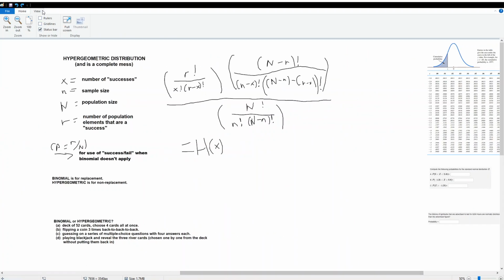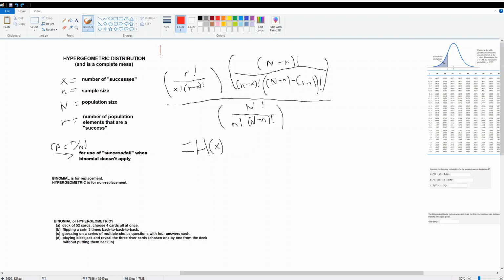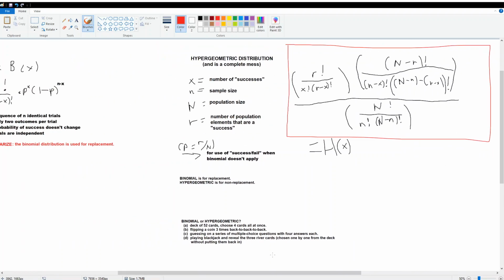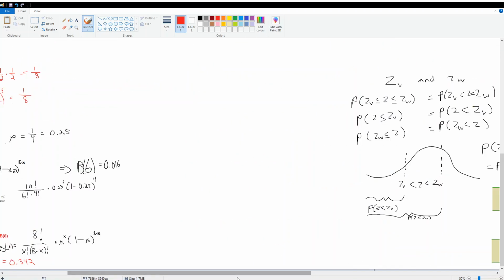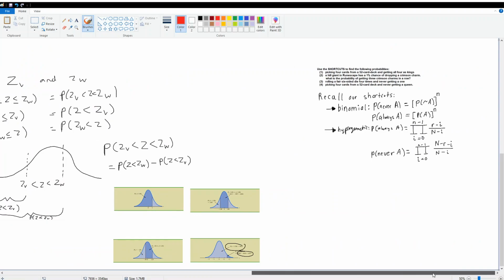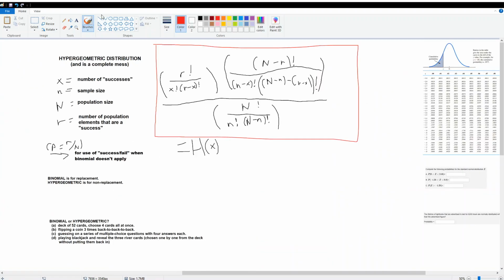Yeah, this whole thing is the hypergeometric formula, and it's denoted by h of x. It's ugly. It's horrible. And it induces sadness on anyone who looks at it. Thankfully, we have some shortcuts. Where are the shortcuts? Yeah, we have shortcuts down there. I'll show you the shortcuts in a moment.